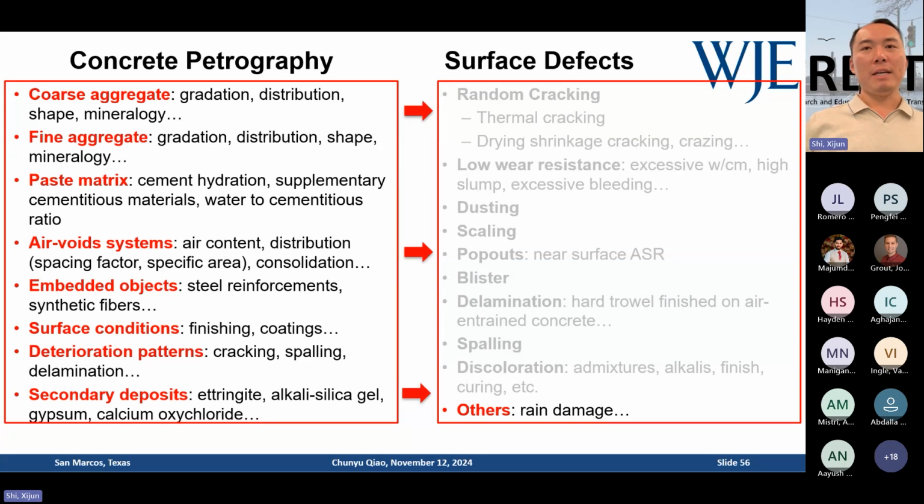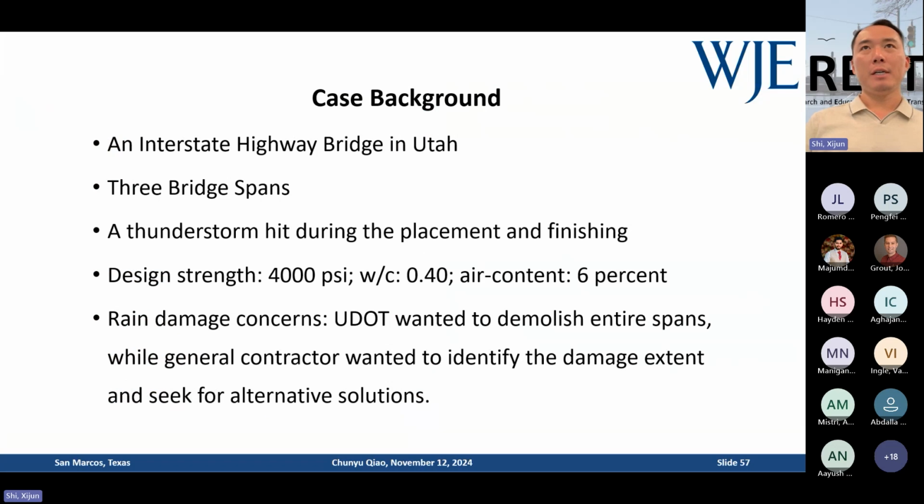The second one is basically a surface defect issue. This is rain damage. This one I think is more related to transportation, because we're a transportation research center. This is a construction from years ago on an interstate highway bridge in Utah. The contractor was placing 3 bridge spans.